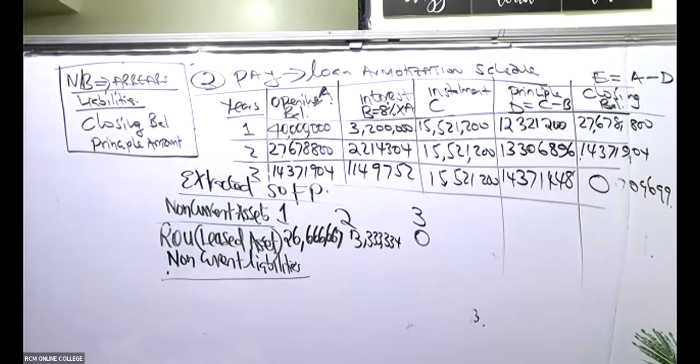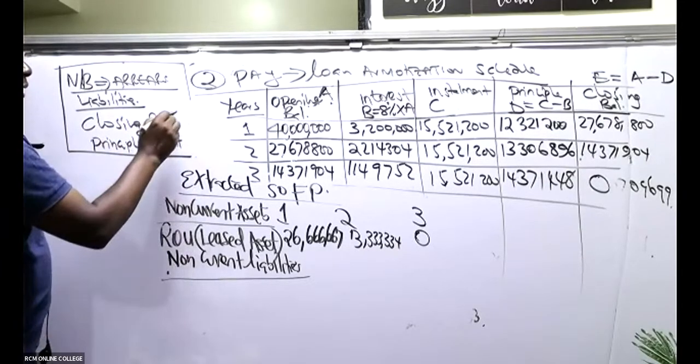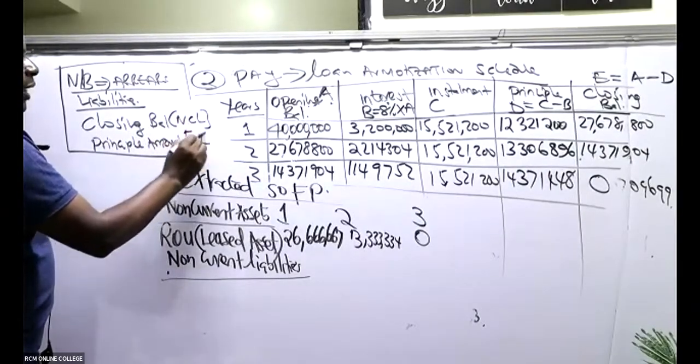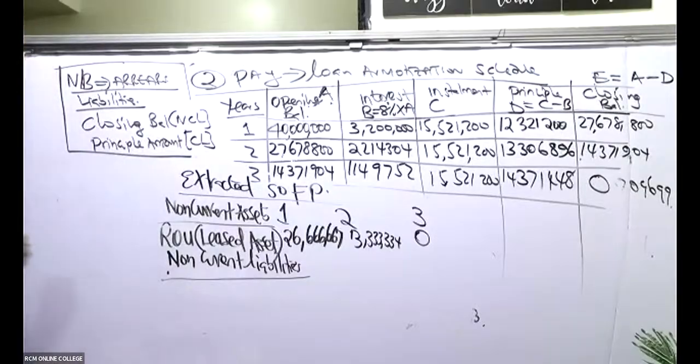Note, if these rental payments are being made in arrears, like in our question, then for liabilities, we shall have this closing balance and the principal amount. So this closing balance will be for the non-current liability. And this one here will be for the current liability.